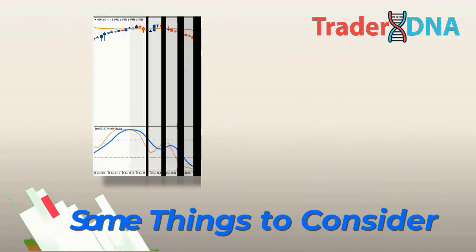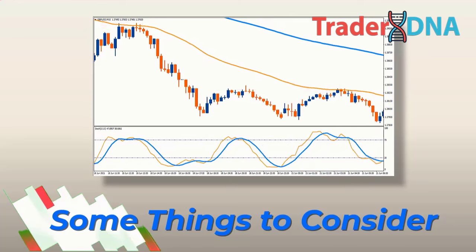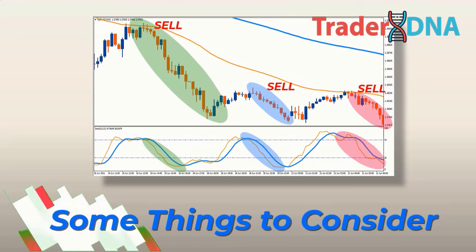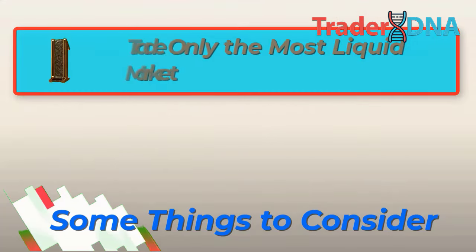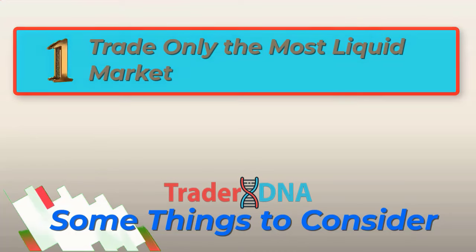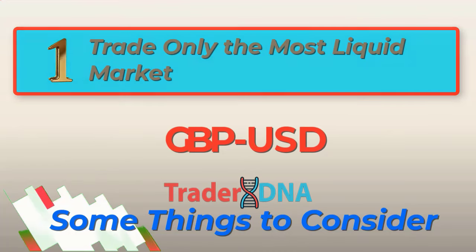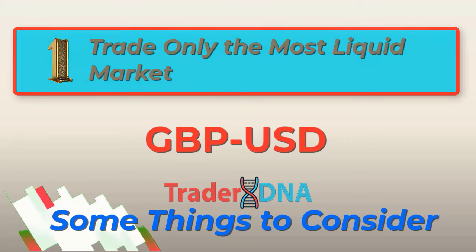Some things to consider if you decide to scalp with the 5-minute stochastic indicator. First, trade only the most liquid market. In the Forex market, pairs such as the British pound United States dollar offer the tightest spreads because they tend to have the highest trading volume. You want your spreads to be as tight as possible since you will be entering the market frequently.